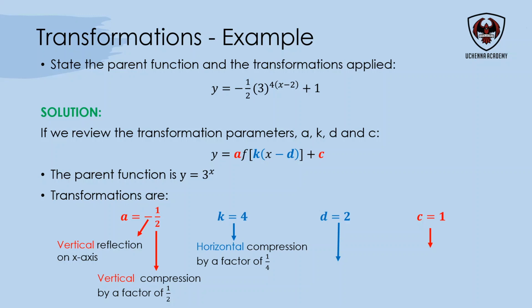D is equal to, it's actually -2. D is equal to -2. That's going to move it to the right, a horizontal shift of 2 units. And then C is equal to 1. That's a vertical shift up 1 unit.